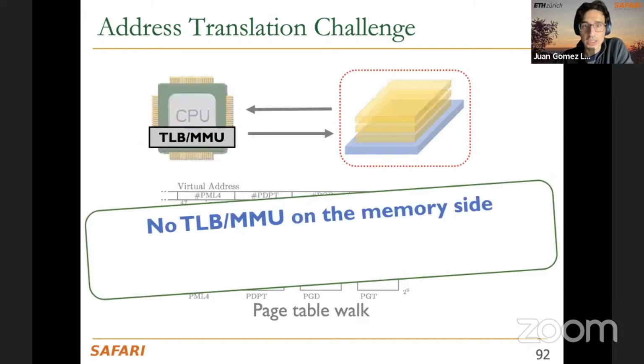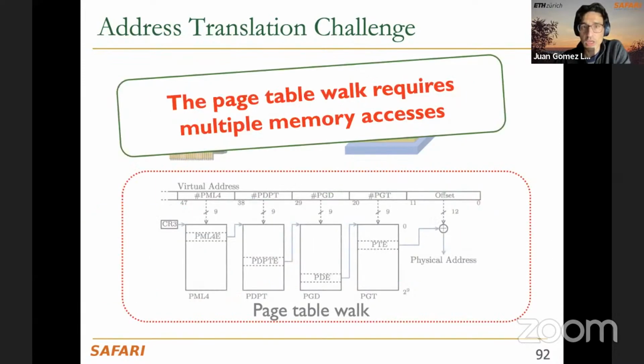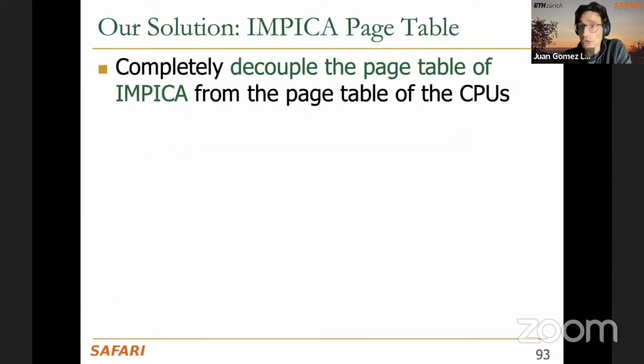But as you see, this is pretty costly from the host side. And also, for our in-Pica core, it's going to be an issue because there is no TLB or memory management unit on the memory side. And duplicating them is going to be costly and also creates compatibility issues. The page table walk requires multiple memory accesses, as you have seen. So we should try to come up with a better solution for this.